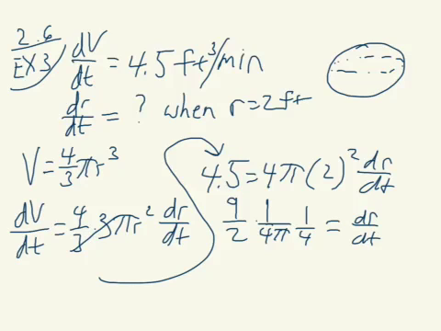So what do we end up with? We end up with 9 over 32 pi. That's what the book says. 9 over 32 pi, and this is feet per minute. That's our dr over dt.